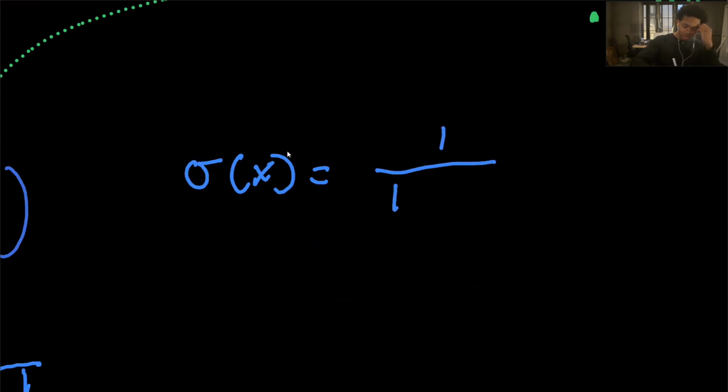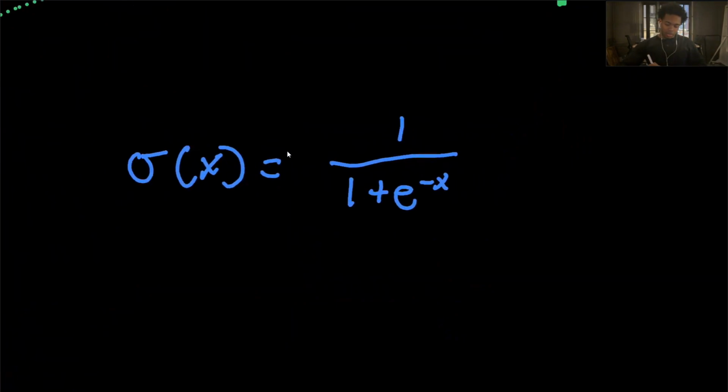Okay, 1 over 1 plus e to the minus x. Does it form the shape that I'm expecting? If this is a really big number, this turns to 0, we get 1 over 1. If it's 0, this is half. If it's a really negative number, then this is really big, and then 1 over infinity, 0. Perfect. So this is sigmoid.